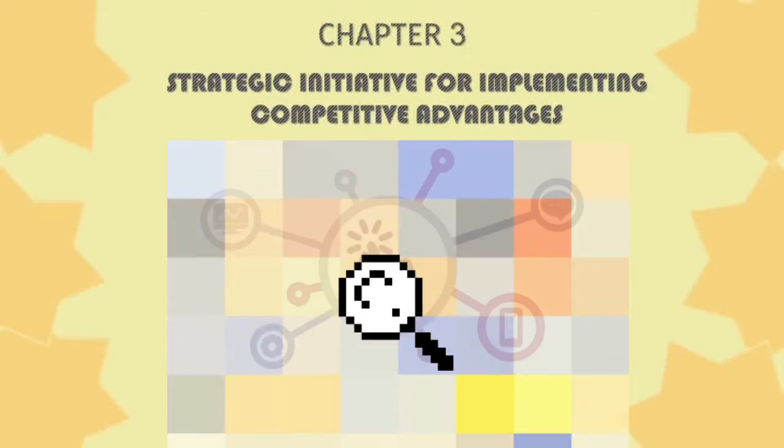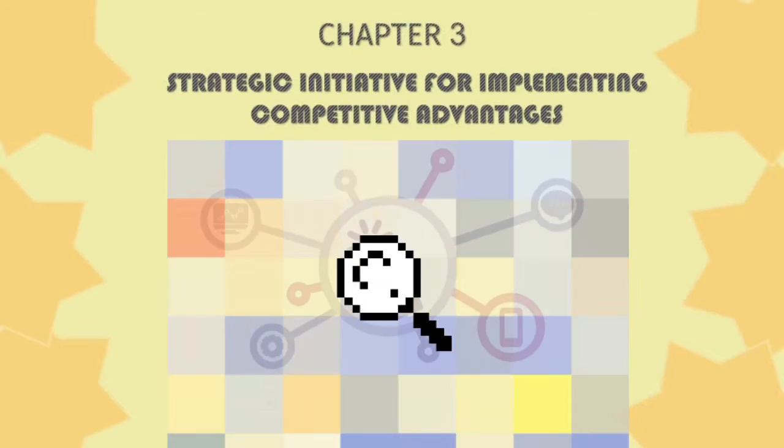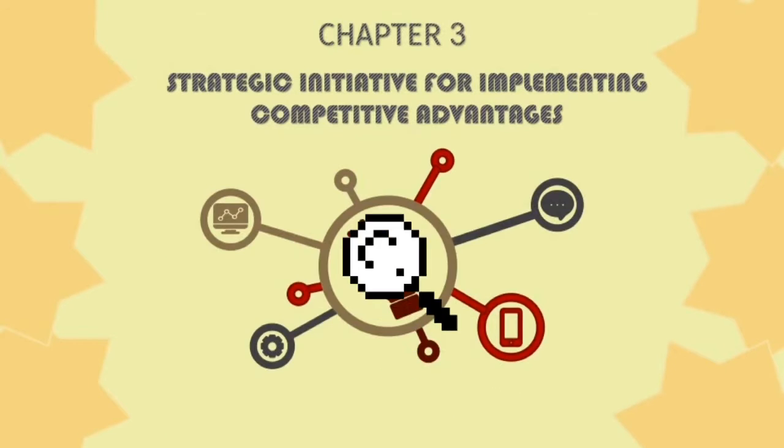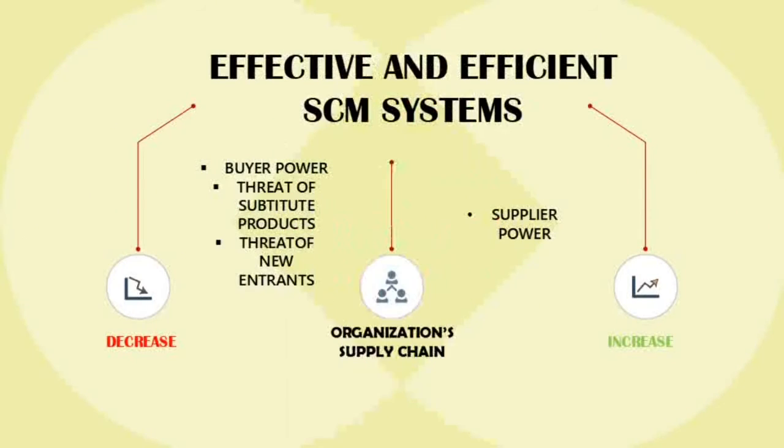So the next chapter, we're going to learn the strategic initiative for implementing competitive advantages. First, we're going to look at the 4 basic components of supply chain management. The first one is supply chain strategy, supply chain partner, supply chain operation, supply chain logistic. This is the effective and efficient SCM systems. You can see the decrease and increase in organization's supply chain.